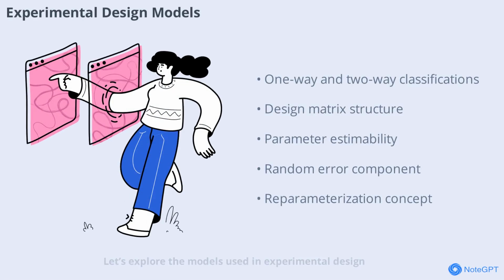Let's explore the models used in experimental design, focusing on one-way and two-way classifications. In a one-way classification, we analyze the effect of a single factor with multiple levels, like different dosages of a medicine. Each level represents a group, and we observe responses such as the time taken for a medicine to reduce fever. The general linear model for this setup includes a mean effect, specific effects for each group, and a random error term. These models often use a design matrix filled with zeros and ones, indicating group membership.